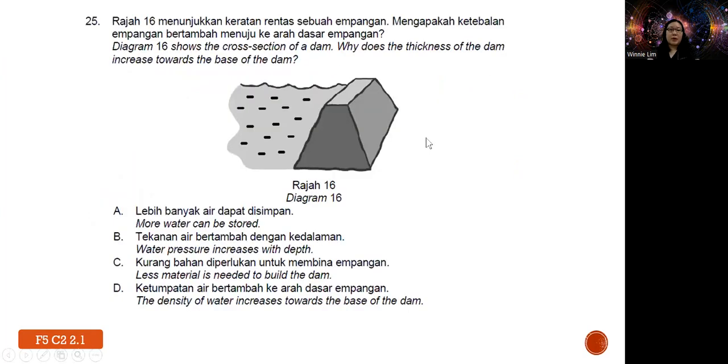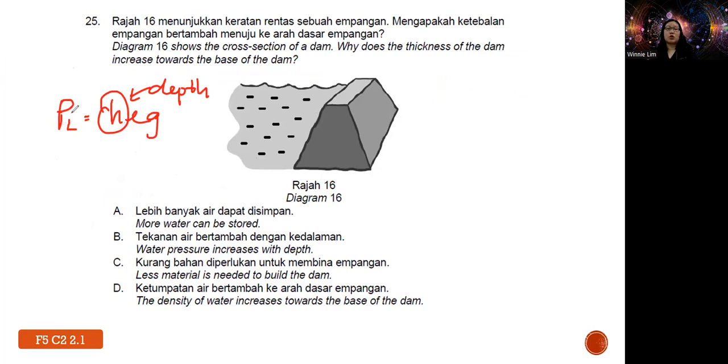25. Diagram 16 shows the cross-section of a dam. Why does the thickness of the dam increase towards the base of the dam? Okay, as you all know, this idea is related to liquid pressure, and you have a formula for liquid pressure, which is h rho g, but in this context, this h refers to depth. So the deeper the depth, the greater the liquid pressure they will experience.